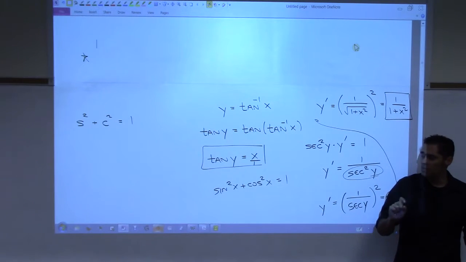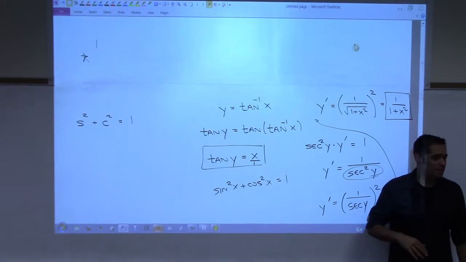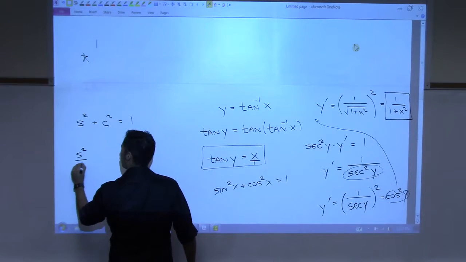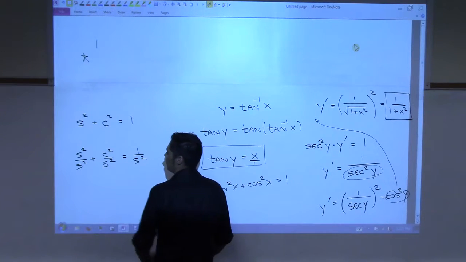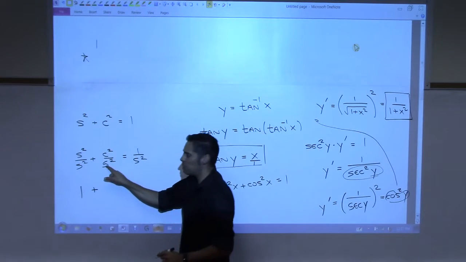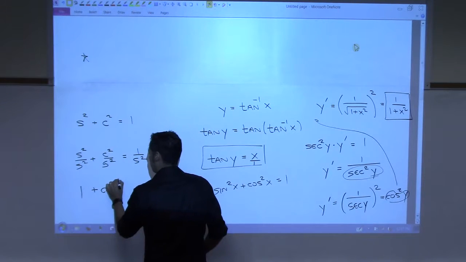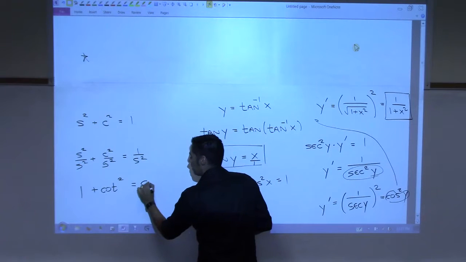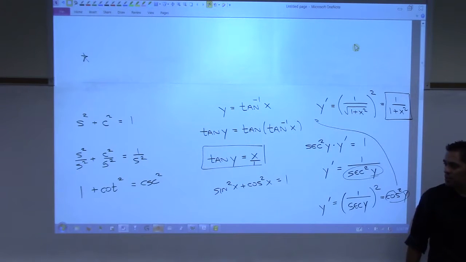There's three total. To get one of the other ones, I want you to take that equation and divide everything by sine squared. Sine squared over sine squared plus cosine squared over sine squared equals 1 over sine squared. So what's sine squared over sine squared? 1. What's cosine over sine? Cotangent, but you're squaring it. So cotangent squared equals, what's 1 over sine? Cosecant squared. That's one of the identities. 1 plus cotangent squared equals cosecant squared.